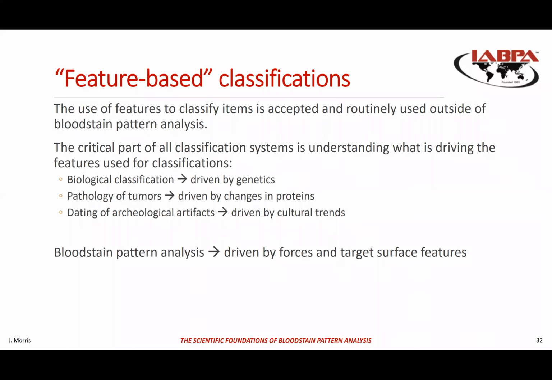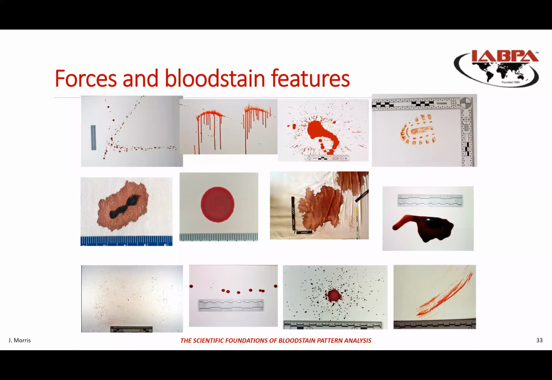In biological classification, as well as in the pathology of tumors, the driving force is genetics. You change the genetics, you change the species. You alter the gene, you're going to alter the proteins and cause that normal cell to become a cancerous cell. In the dating of archaeological artifacts, the driving force is cultural trends. In bloodstain pattern analysis, the driving force is the forces that are involved, forces that act upon liquid blood, as well as the surface features.